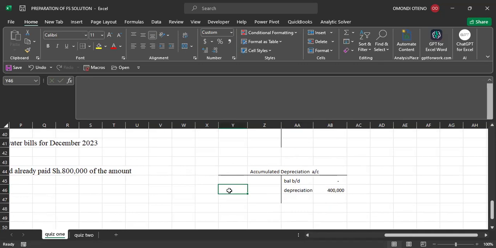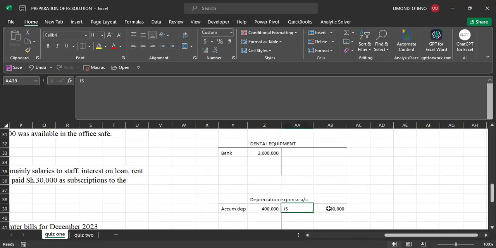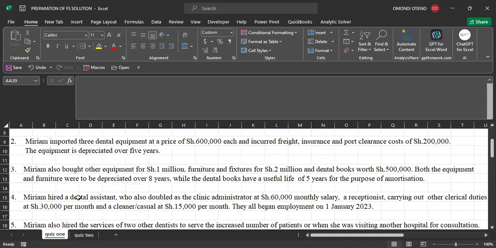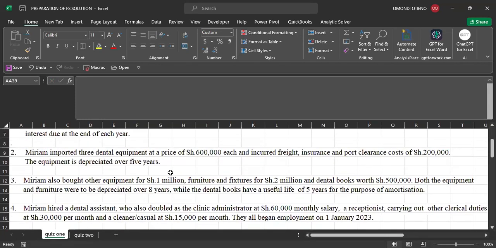Reduce the value of the asset. So that's how we deal with it. Now, that is dental additional information number 2, if I'm not wrong. Yes, that is additional information number 2.